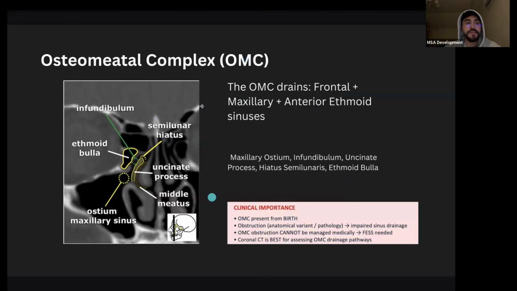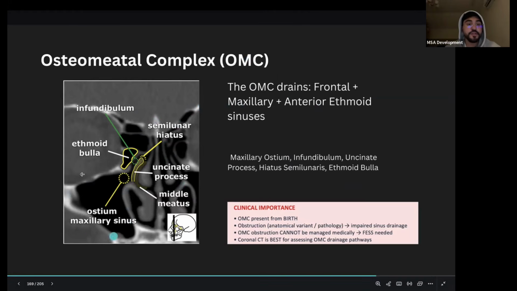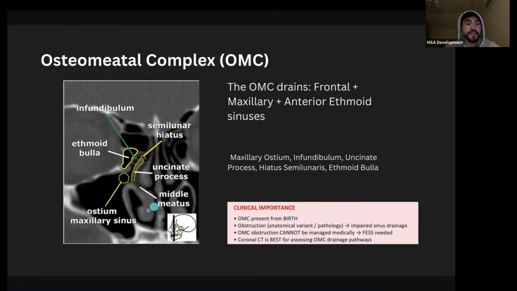Now, this is the osteomeatal complex. The osteomeatal complex is made up of the semilunar hiatus, the maxillary sinus ostium, infundibulum, and ethmoid bulla, all right? The idea is that the osteomeatal complex is the final drainage of the frontal, maxillary, and anterior ethmoid sinuses. This is basically the most important takeaway from the slide.